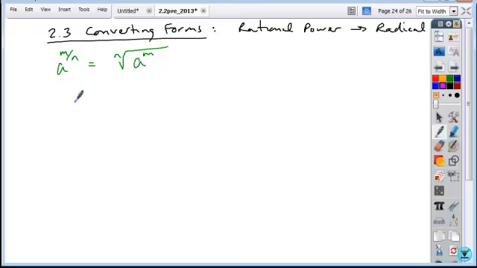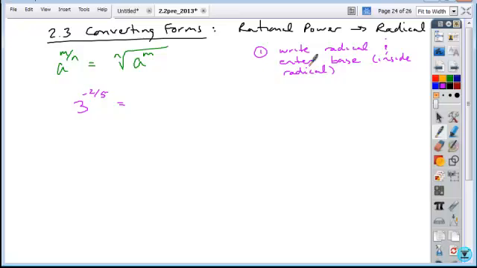Okay, so if I gave you a number like this, 3 to the minus 2/5, and I asked you to rewrite this in radical form, again, you follow the same steps that we laid out in the last one. You'd write your radical, and you'd enter the base. And this base is written inside the radical. So our base was 3, so we write our radical and our 3.